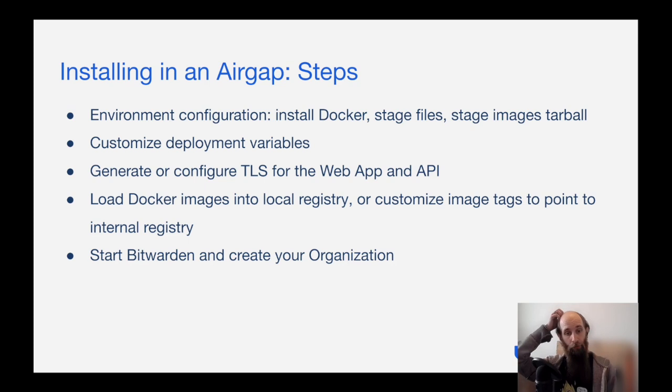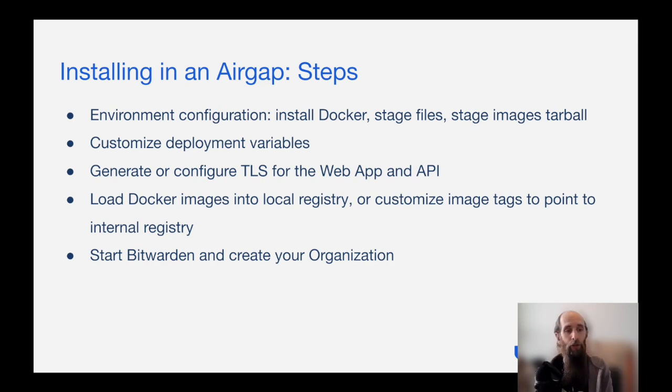So what are the steps for installing in an air gap? We'll take a look at the online documentation for this as we go through these steps, but a basic overview. There are some environment configuration steps. You need to install Docker, stage the configuration files and that images tarball that you bring in. There are deployment variables that you can customize. Bitwarden's a very extensible solution made to fit a variety of use cases, so you want to set those up specific for what you need.